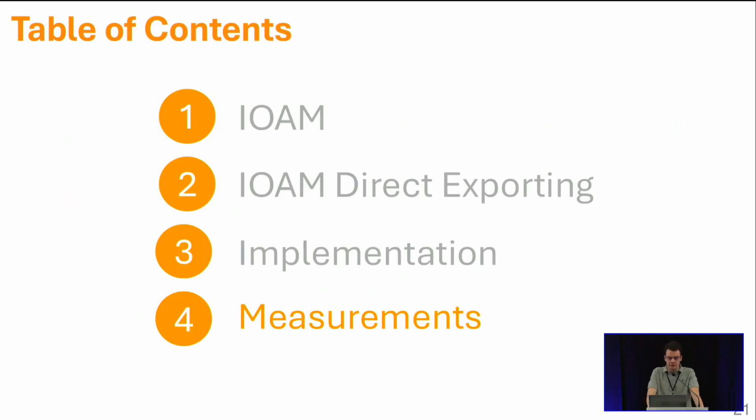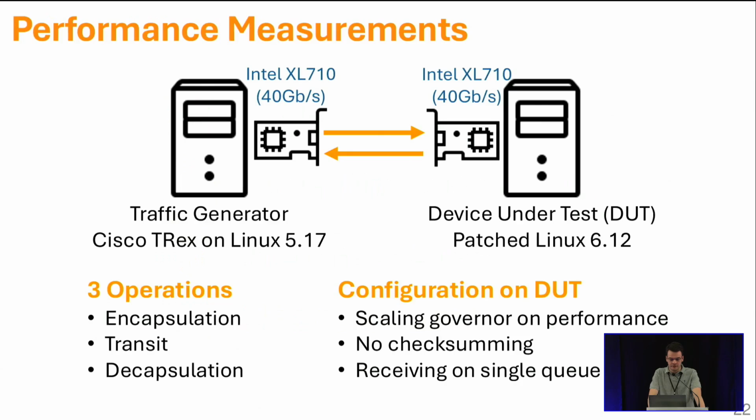Okay, so now we know how it was implemented. We will look at the performance. To measure the performance, we decided to build a testbed with 2 servers. On the left-hand side, we have a traffic generator. It's using the software named T-Rex, which was released by Cisco. It's open source.